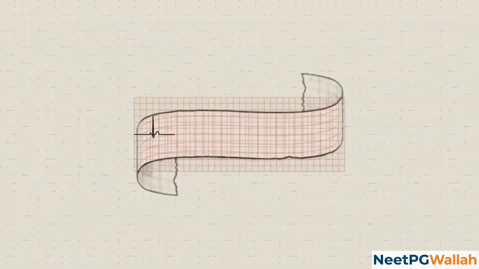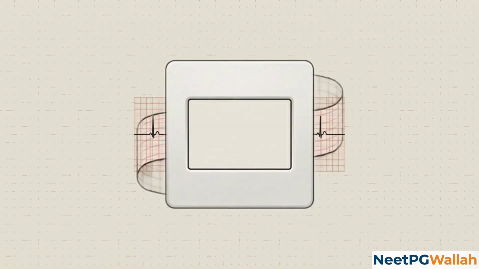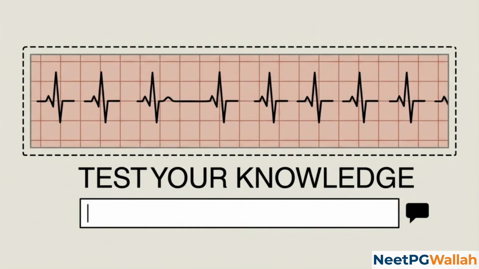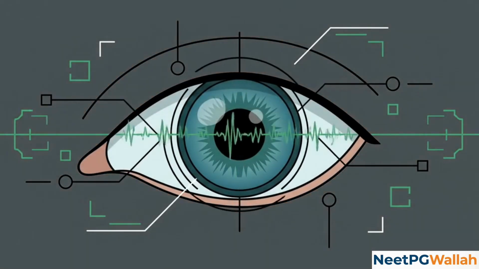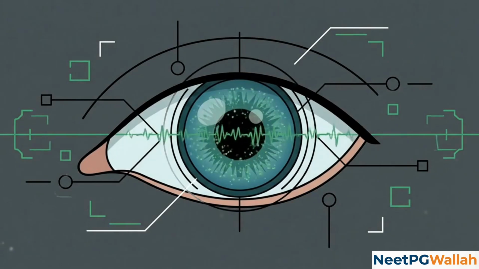Now, try it yourself. I'm putting an irregular ECG strip on the screen. Use the 6-second method to calculate the rate and leave your answer in the comments. Analyzing an ECG shows that even the most complex heartbeat patterns can be understood using simple observation and basic division.